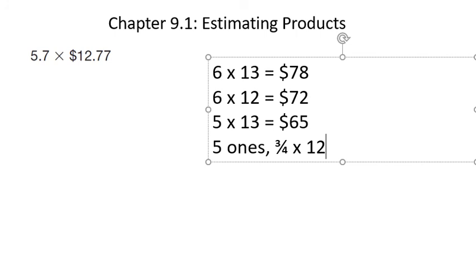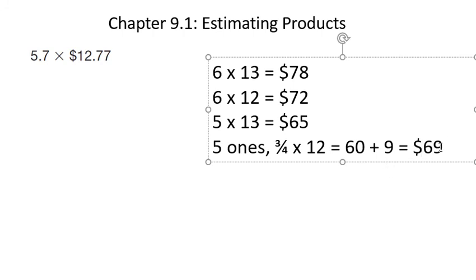So if we thought 5 ones and 3/4, I could say, well, what is 5 and 3/4 times 12? 5 ones times 12 is 60, but what is 3/4 of 12? Let's see if we can find 1/4 of 12. If I cut 12 up into 4 pieces, I have 3 in each piece. So 3 plus 3 plus 3 plus 3. So 3 of those quarters would be 3 plus 3 plus 3, and that would be 9. So I could say 60 plus 9 is $69.